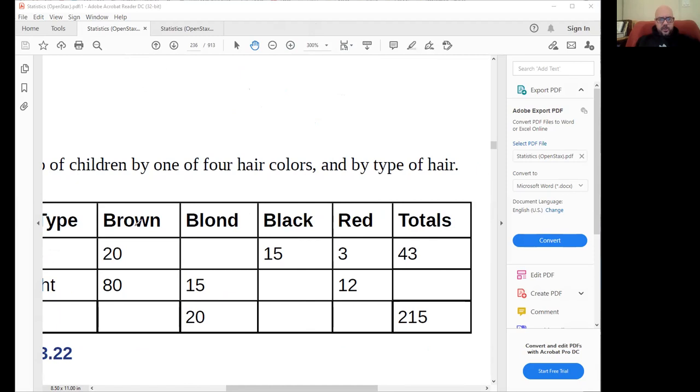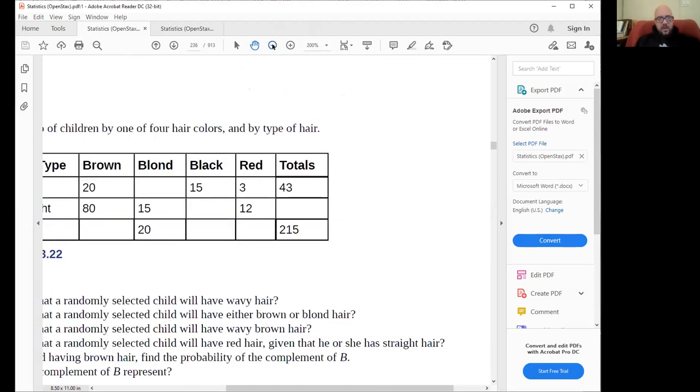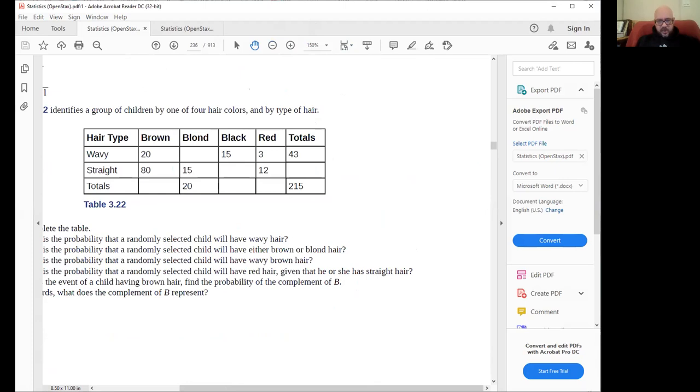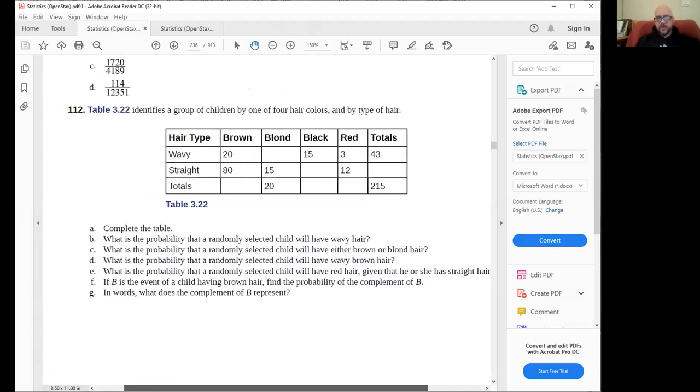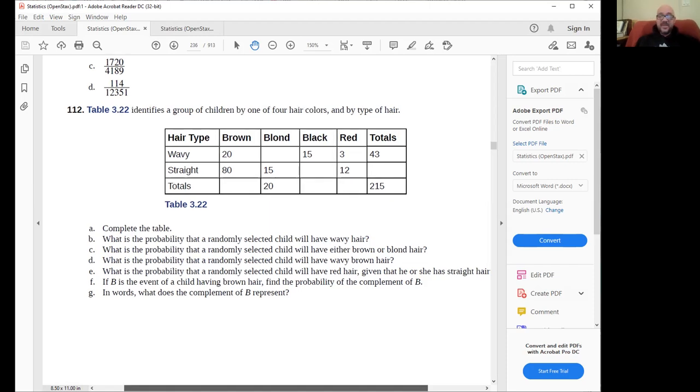Red seems good. So I suppose I should go ahead and read the question. Might as well, right? Something identifies a group of children by one of 4 hair colors and by type of hair. Wavy or straight? Where's the curly? Come on now. Some people have curly hair. We'll just lump them into wavy, I guess.